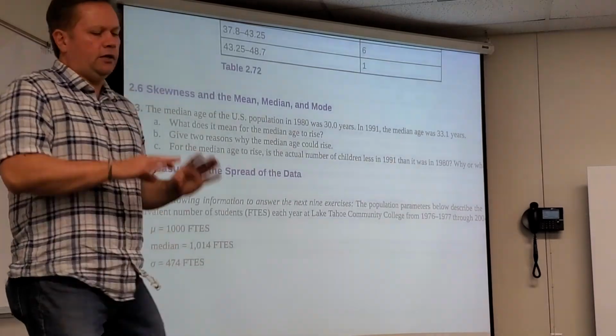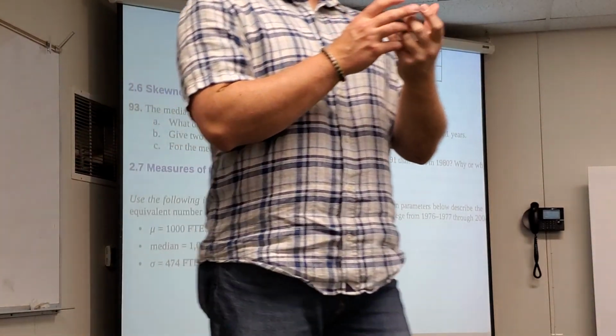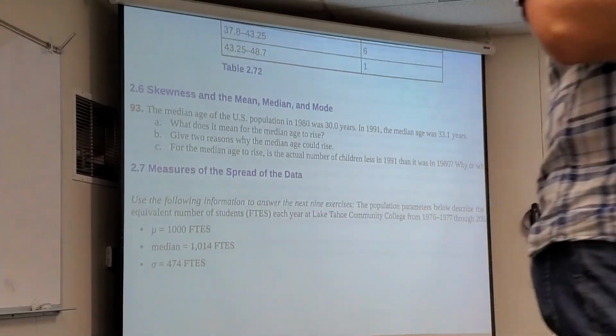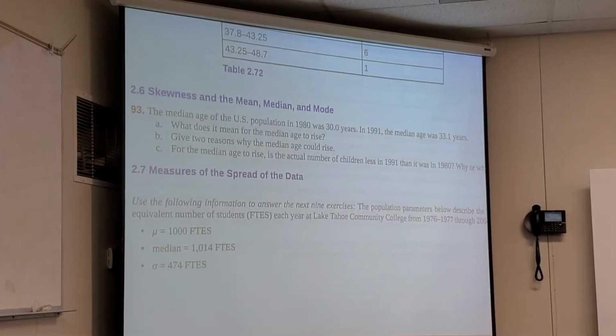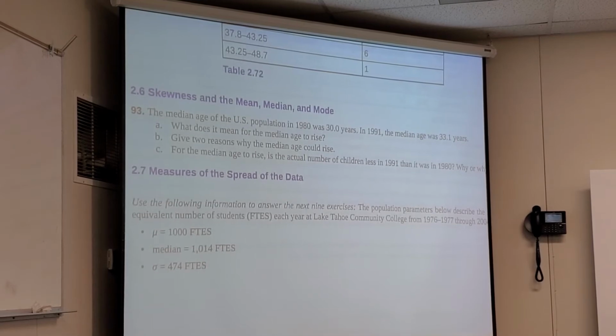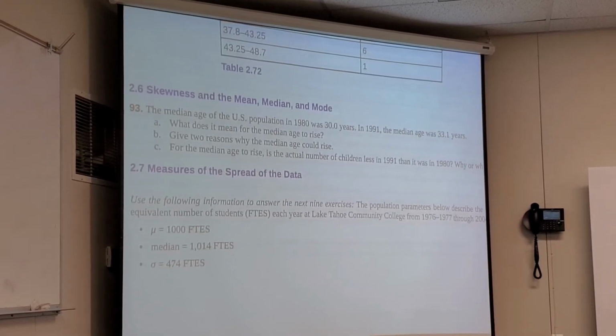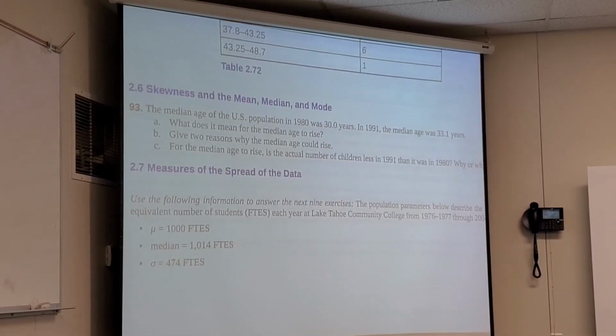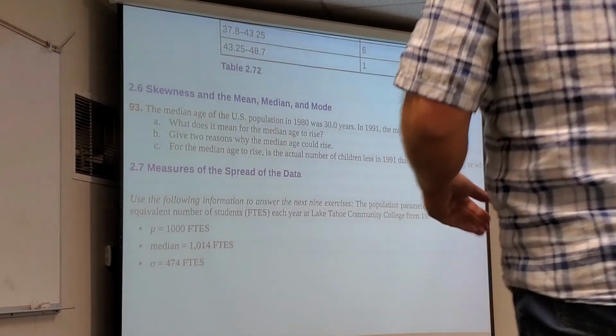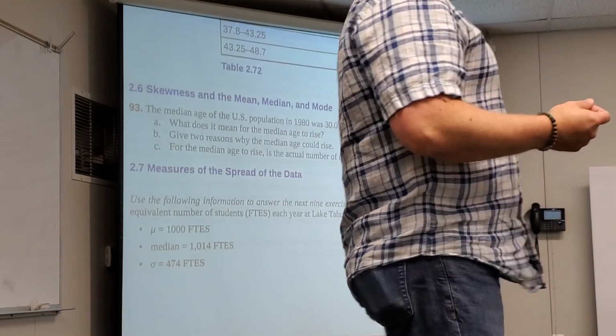The book is not the best at wording what they mean. So what they really mean is mathematically, what does it mean for the median age to rise? What is the median age? It's the age that is in the middle. So somehow the middle value increased, right? So you can say that some way or another. If you want to give a physical reason, you can, but do you see how that's really part B? Part B is give 2 reasons why the median age could rise.